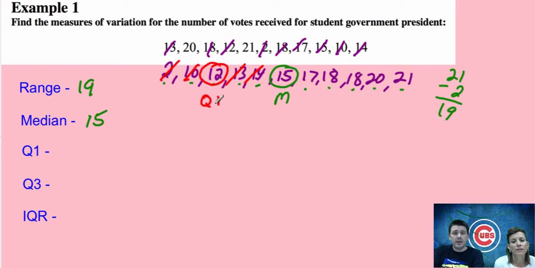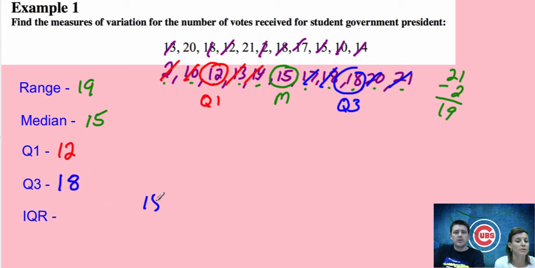Notice how I'm labeling it on the actual list, but I'm also listing it over here. Then we do the same for the upper set of data, which should end up with 18. If you get a nice middle number in the lower half, you know the same thing will happen in the upper half, because you've split your data in half, so there's the same number of data pieces on both sides. Then our interquartile range would be 18 minus 12, which is 6.